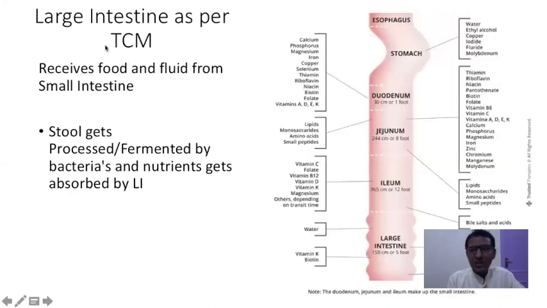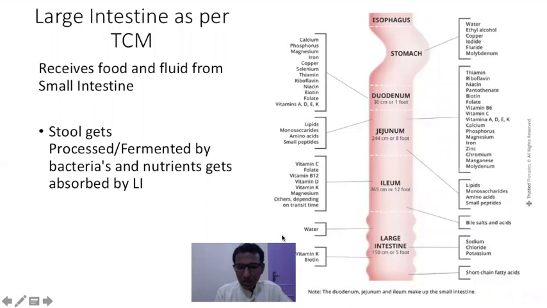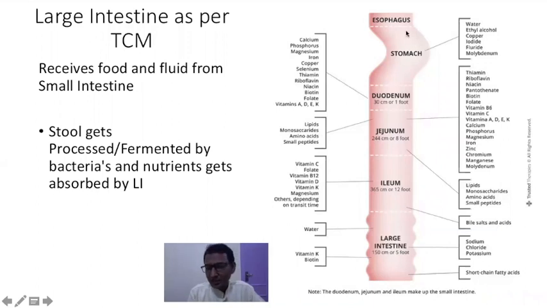So the first one is, it receives food and fluid from the small intestine. So after getting the food, what does it do? See, this is a figure which tells what gets absorbed in which part of the GIT, the gastrointestinal tract.